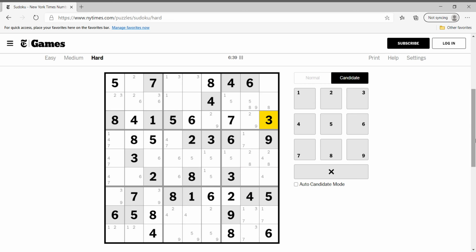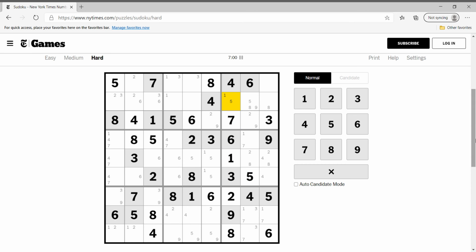Okay. So we have 2, 9, 2, 9, fine. In this cell, so it cannot be 1 because of the triple. Cannot be 2, 3, 4. Can be 5. Cannot be 6. Cannot be 7 because of the triple. Cannot be 8 or 9. Yeah, this can only be 5. This is 1. This is 5.